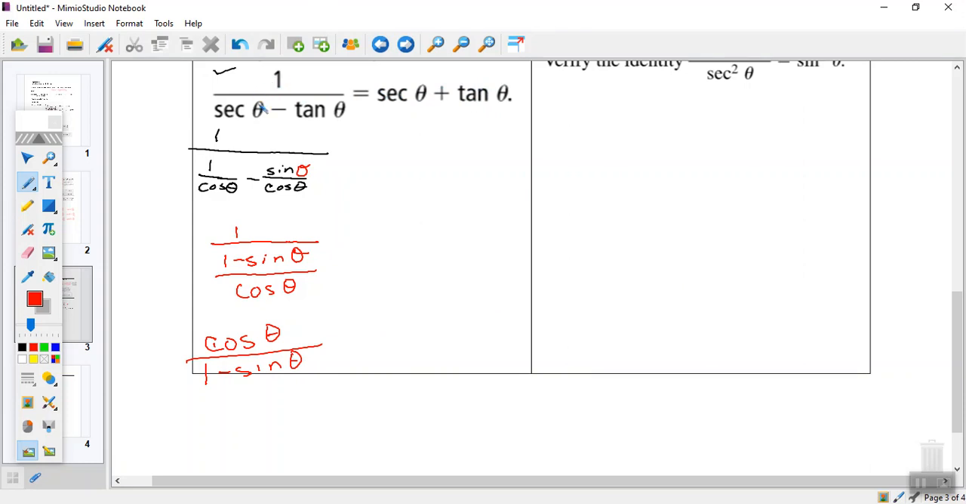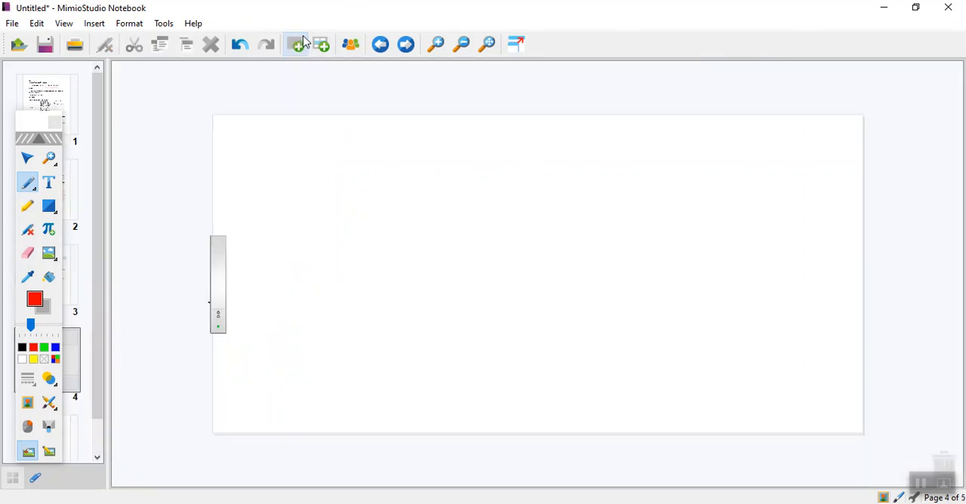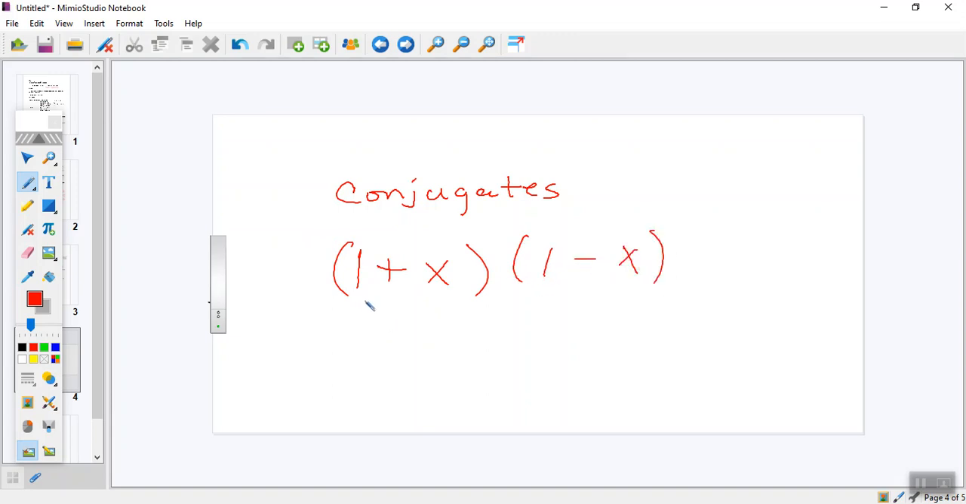I want to show you something that pops up here. This is going to be our last example today, and then I'm going to let you go, all right? I want you to remember something that we've talked about in the past. Remember conjugates? If I have 1 plus x, what's the conjugate of 1 plus x? It's not 1 plus x, it's 1 minus x. And when you FOIL these out, this just becomes 1 minus x squared.